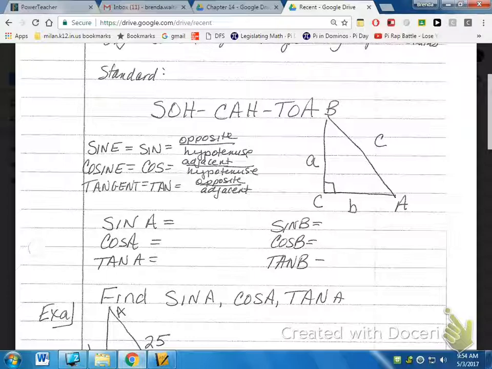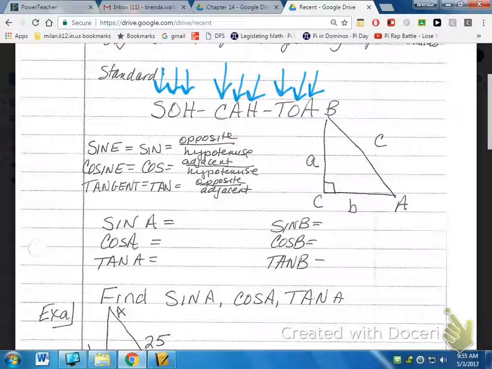Cosine is abbreviated COS, and just because your calculator button says COS, don't call it "cos." You're going to know that that stands for cosine, and that's adjacent over hypotenuse. And then finally, tangent, it's abbreviated TAN, but you don't say "tan." It's tangent, and it's opposite over adjacent. So SOHCAHTOA is used to help you remember sine, opposite over hypotenuse; cosine, adjacent over hypotenuse; TOA, tangent, opposite over adjacent.